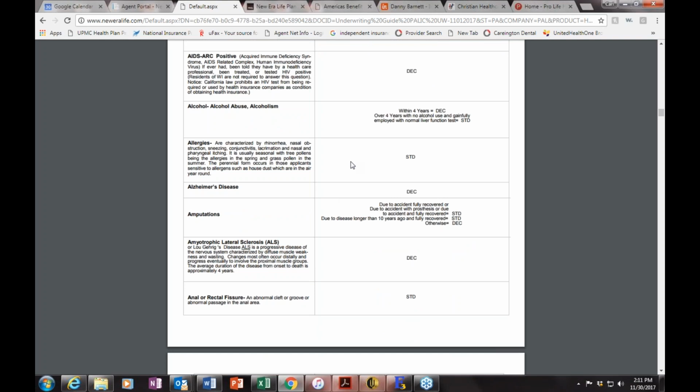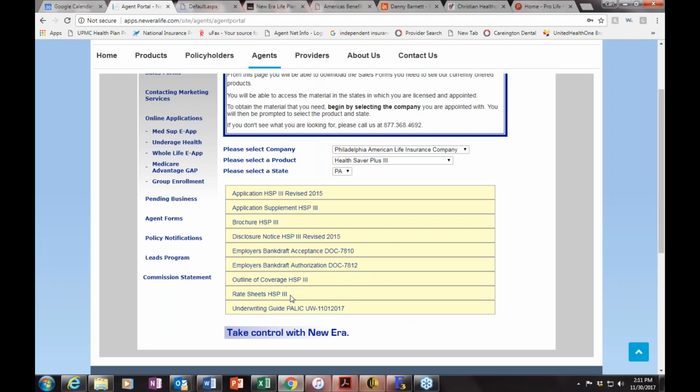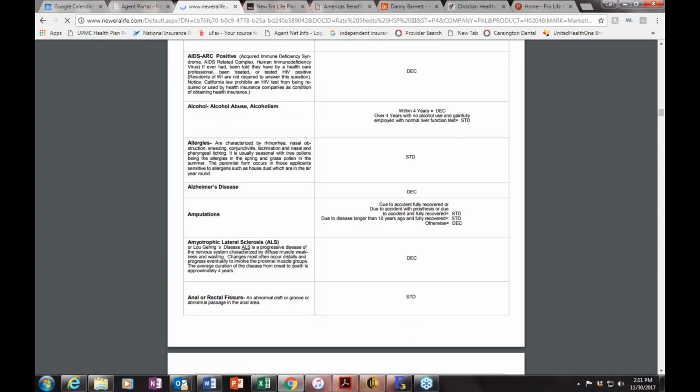Save that to your desktop, or like I said, go ahead, print out a copy and carry that with you. The rate sheets are in here. I would not recommend using them unless you absolutely have to. Agents typically find them to be difficult to use.